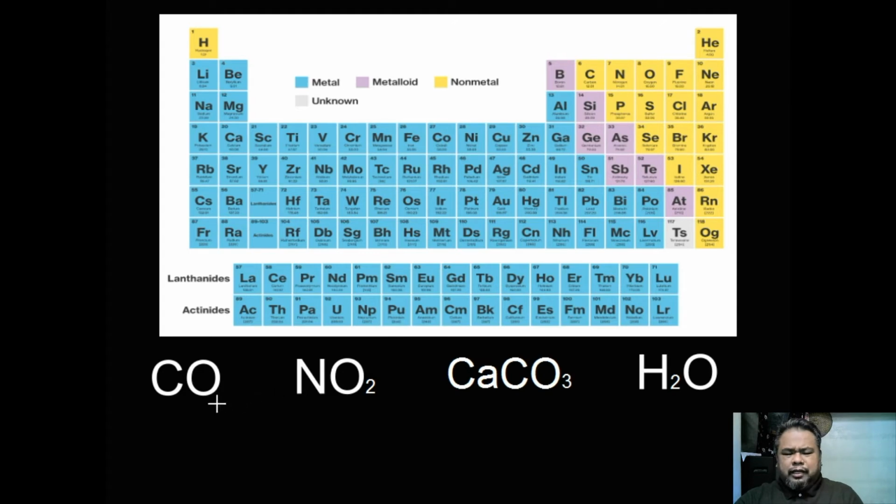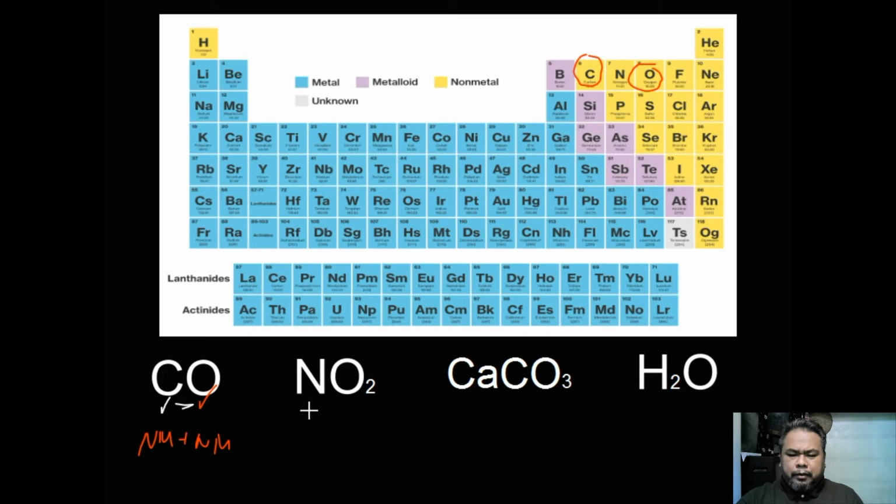Now, let's take a look at carbon monoxide here. Is carbon monoxide a covalent bond, or is it ionic? So let us check carbon. Let me change the color of my ink. Carbon is here, and it belongs to non-metal. Let's check on oxygen, which makes up carbon monoxide. Oxygen is here. So a bond between a non-metal and non-metal makes up a covalent bonding.